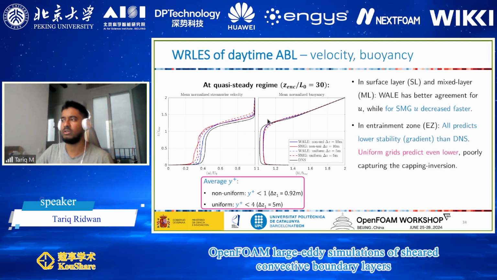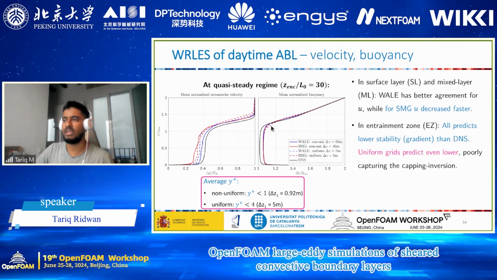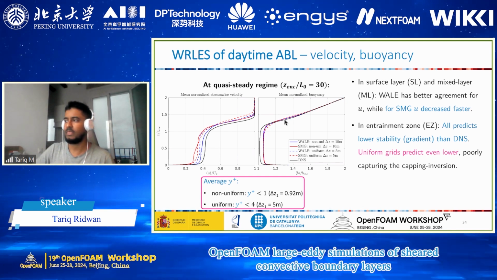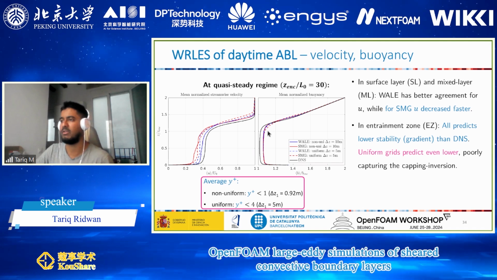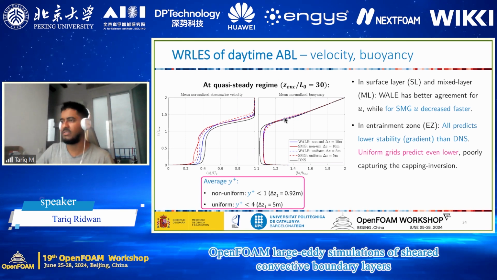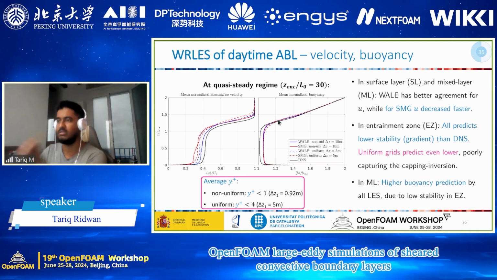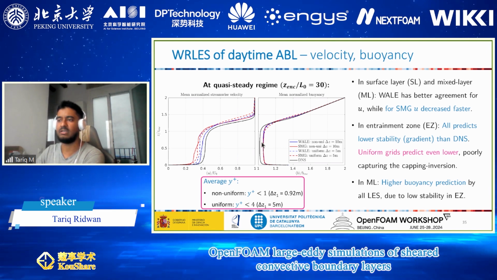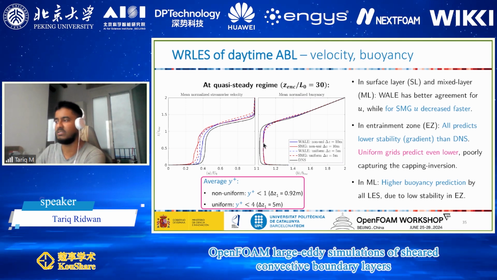And moving to the entrainment zone, which is the meeting point between the free atmosphere and the boundary layer, we can observe that in the entrainment zone the buoyancy gradient is lower compared to the DNS data. Also the uniform grid poorly captures the capping inversion, because the gradient of the buoyancy is even lower. As a result, due to the low gradient, which represents low stability in the entrainment zone, more buoyancy is entraining from the free atmosphere into the mixed layer, and hence the buoyancy prediction has increased and it overpredicted the buoyancy by a little amount in the mixed layer.